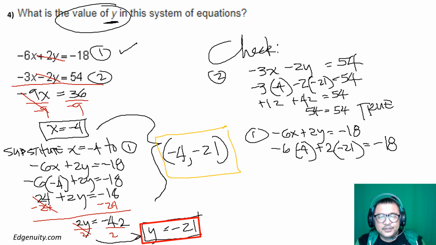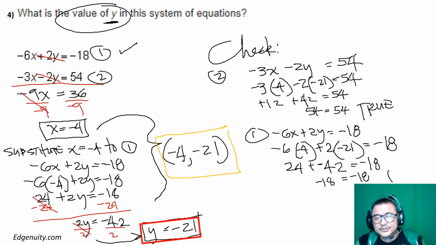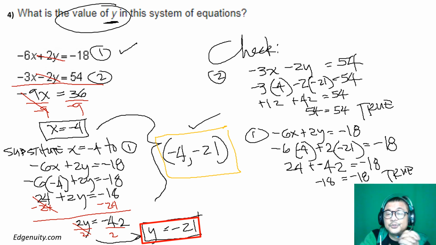6 times 4 is 24, positive. 2 times 21 is 42, negative. Okay, negative 18. Add a positive and a negative. Negative 18 equals negative 18. So it is a true statement. Again, we are right. So that's it. That's how you use addition.